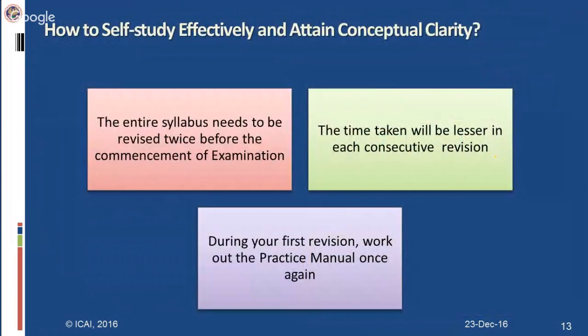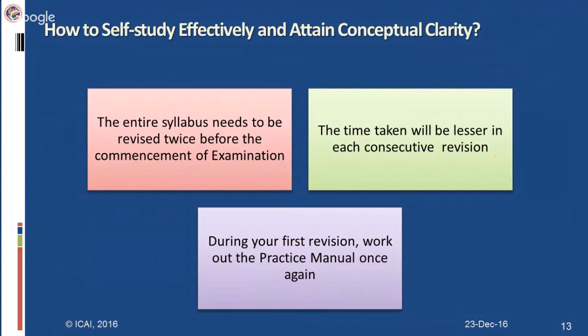By the time you receive the revision test papers, go through the last 6 months' amendments from May to October, the amendments made by way of notifications, circulars, as well as other legislative amendments. Please go through those amendments and thereafter work out all the questions in the revision RTP. That will be your final test.